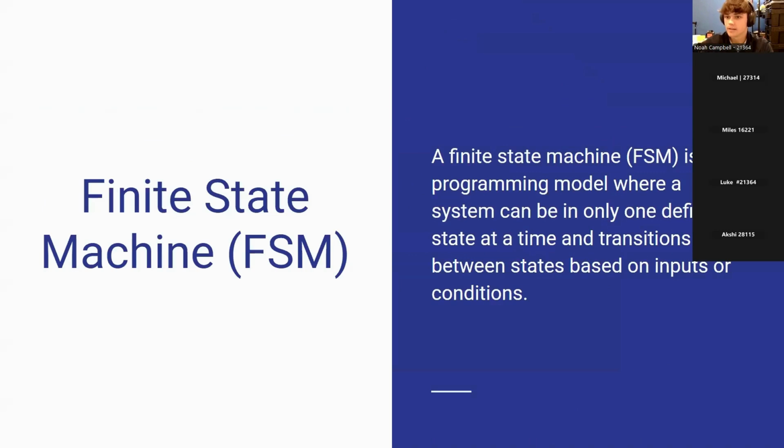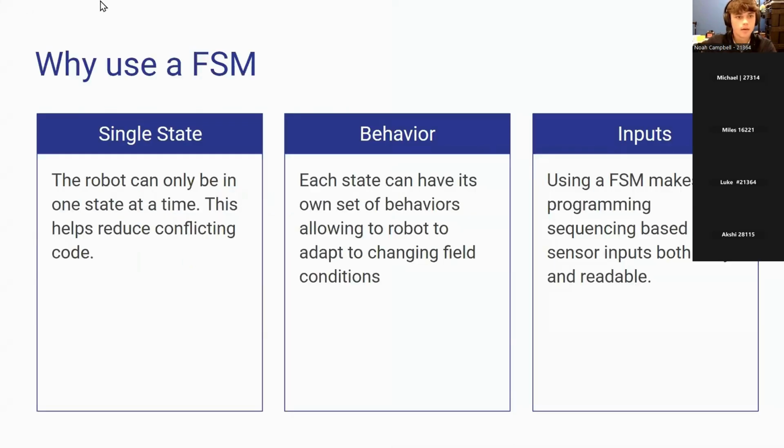All right, so what is a finite state machine? A finite state machine, or an FSM, is a programming model where a system can only be in one defined state at a time and transitions between states based on inputs or conditions. So think of this as a set of containers. Your robot can only be in one bucket at a time, and each bucket can handle situations differently.